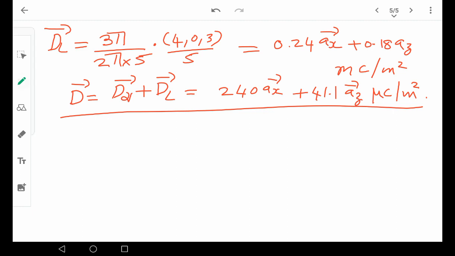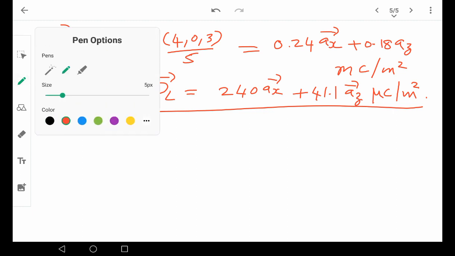Now we will study about something called Gauss law. Okay, study about the Gauss law and Maxwell's equations.